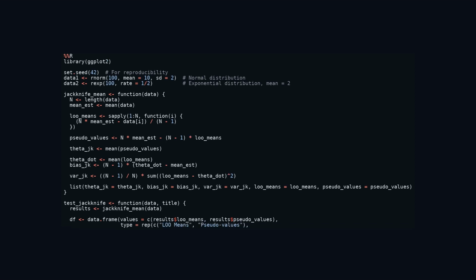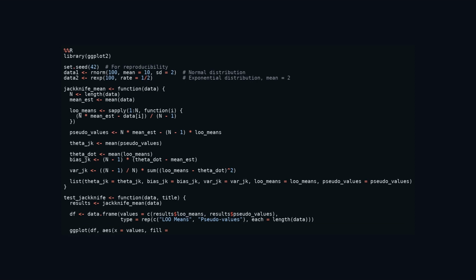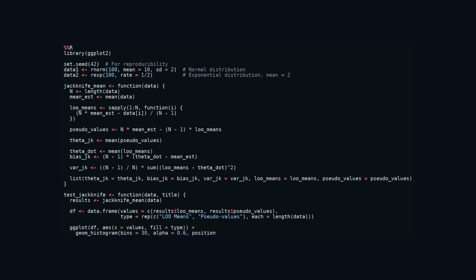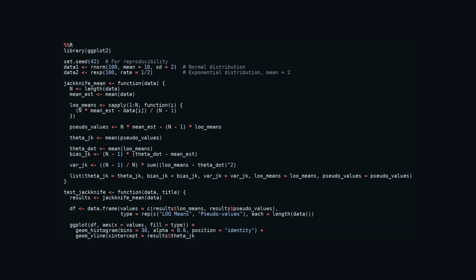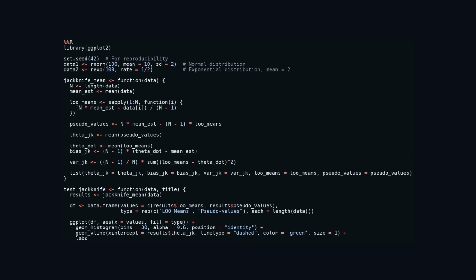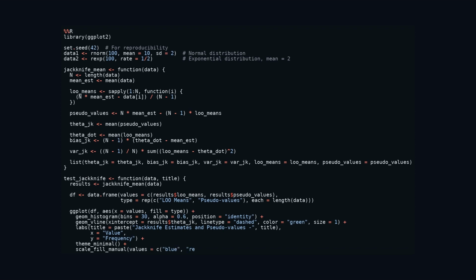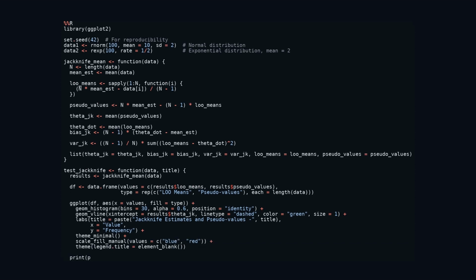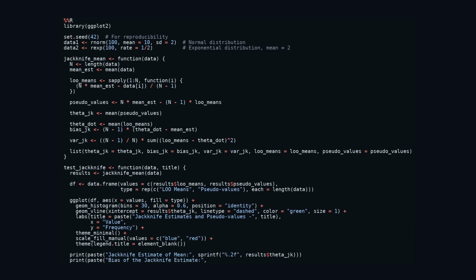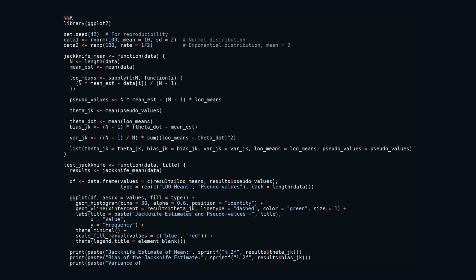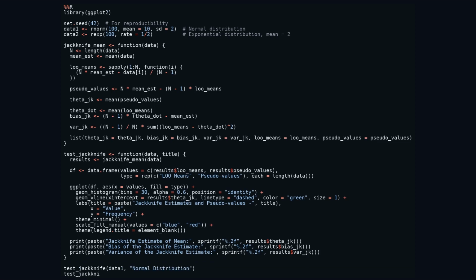3. The Jackknife mean function internally computes the leave-one-out means and pseudo-values based on the provided data. 4. Subsequently, the Jackknife estimation of the mean, bias, and variance is derived by leveraging the leave-one-out means and pseudo-values. 5. To round it off, the test Jackknife function puts the Jackknife analysis into action on a given dataset. It plots a histogram with vertical lines overlaying the Jackknife predicted mean and offers a printout of the estimated mean, bias, and variance from the Jackknife approach. 6. By invoking the test Jackknife function with data1 and data2, distinct plots and results are generated for each dataset individually.